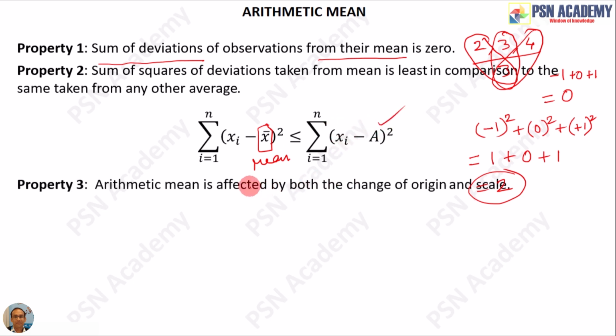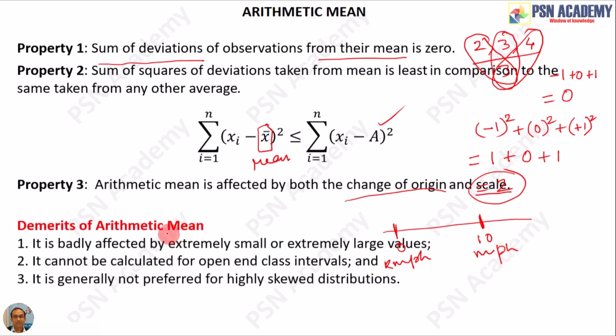And the third point is very important. Arithmetic mean is affected by both the change of origin and scale. That means if you have the data points based on the origin as 0, and you have another set where the origin is somewhere else, say 10, then those means will not be the same. And if your measurement is in kilometers per hour and you change the scale to miles per hour, then it will affect the mean.